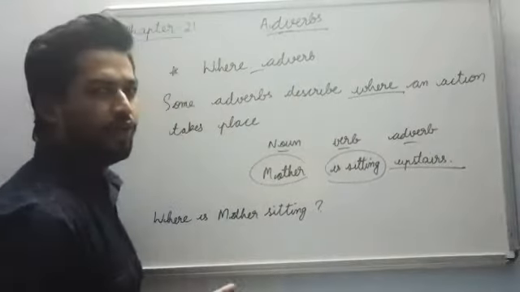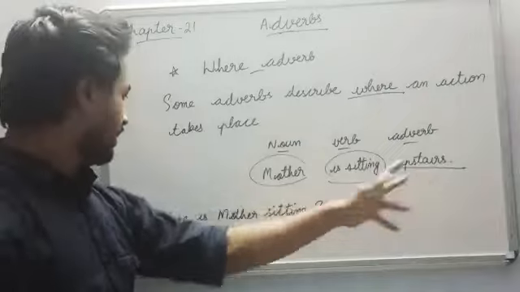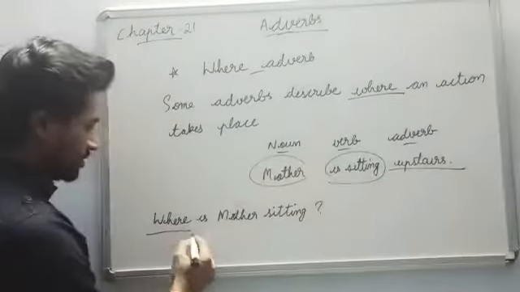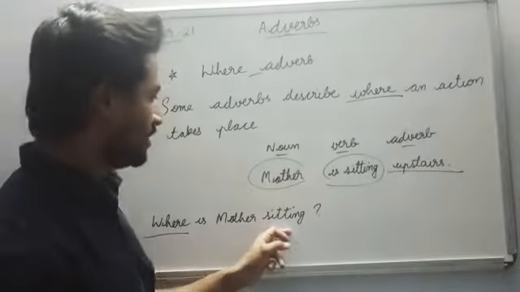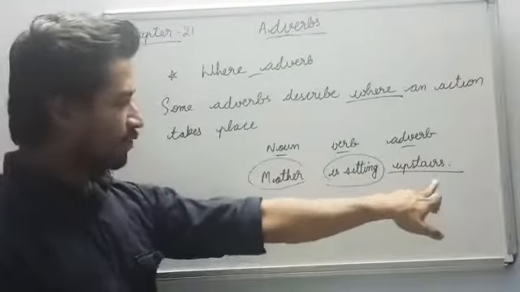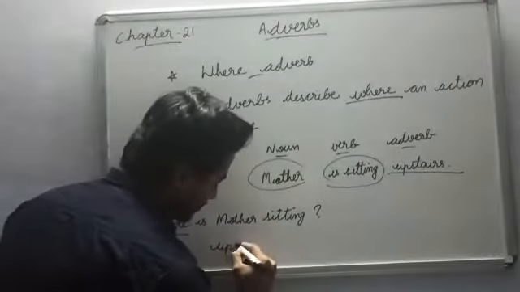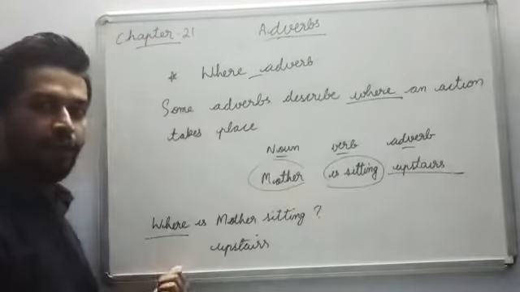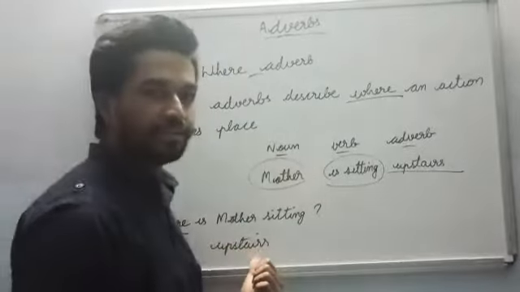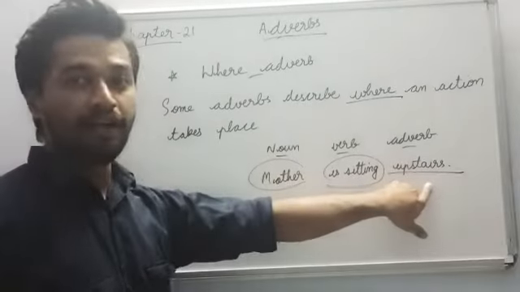So we already know how to check whether this is a where adverb. How do we do that? We ask a where question. So let's look here. Where is mother sitting? Our answer will be this adverb, upstairs. So whenever we ask a where question and the adverb becomes the answer, this is a where adverb.